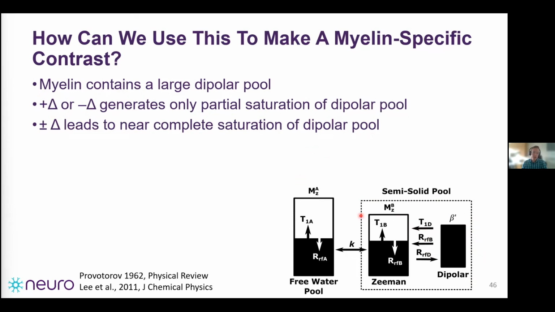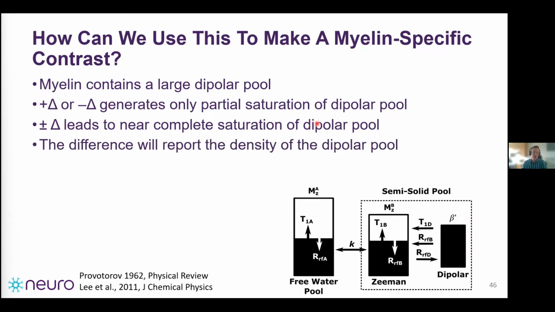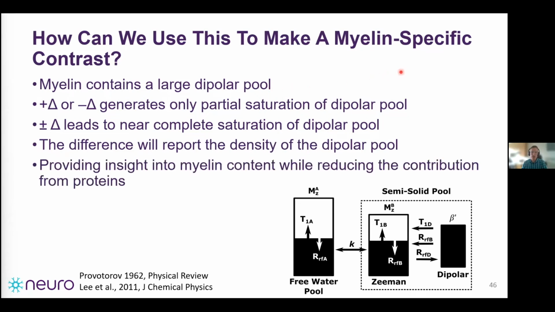So then the only difference, considering all these other parameters are the same for the tissue with two different images, is the difference in the saturation of this term. So this difference in images will report the density of the dipolar pool, which we are suggesting is increasingly specific to myelin, while removing contributions to macromolecular content.